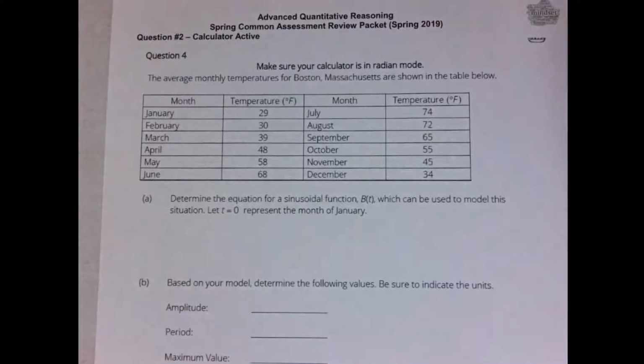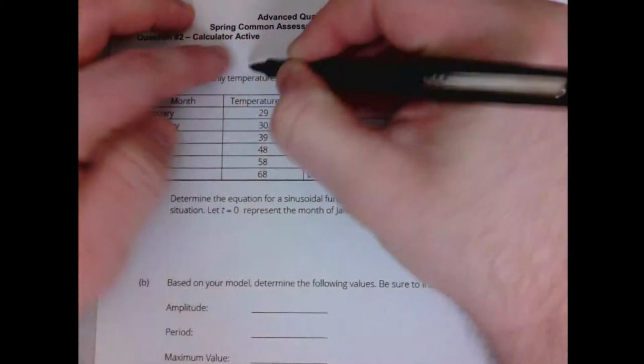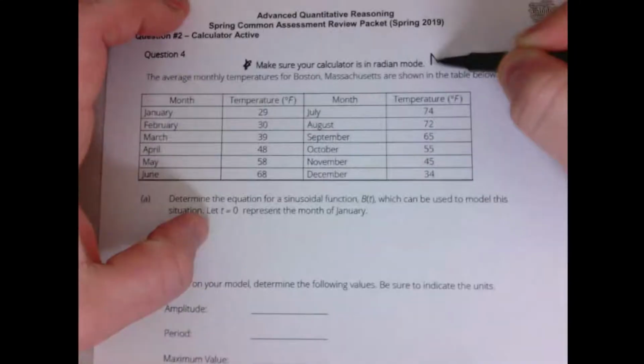Okay, welcome to the second question from the review packet. This is a sinusoidal model function. There will be a question on the common assessment that looks just like this. So, first of all, before we even get started, we need to make sure our calculator is in radians.